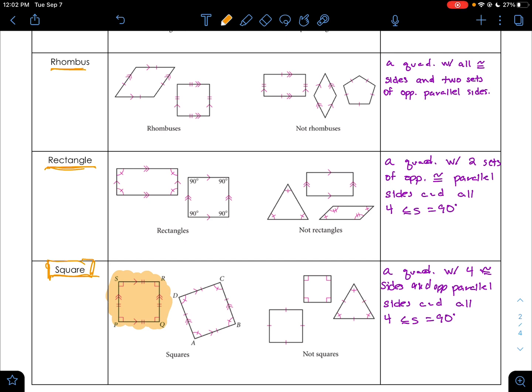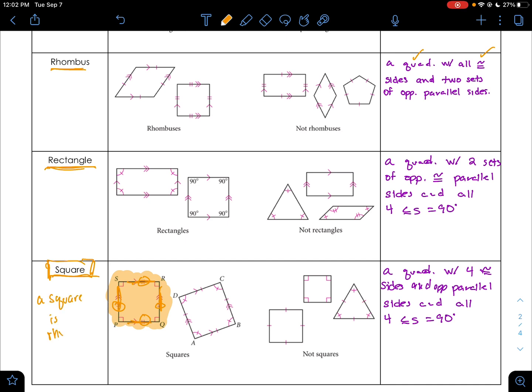You'd want to see, does this square meet the criteria to be a rhombus? Is it a quadrilateral? Yes. Is it a quadrilateral where all sides are congruent? Yes, it is. All four sides are congruent. And are there two sets of opposite parallel sides? Opposite sides are parallel. Therefore, yes, a square is a rhombus.